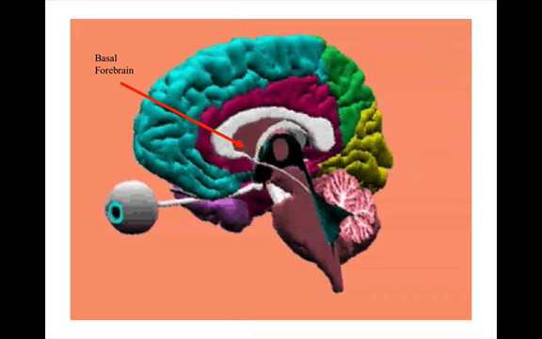The basal forebrain is a group of nuclei with similar neurons. Part of the group is the septum, or the septal nuclei. The septal nuclei are heavily connected with the hippocampus and vice versa. You can see part of the hippocampus in purple at the bottom.